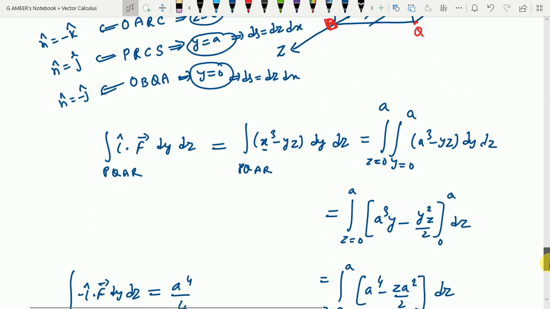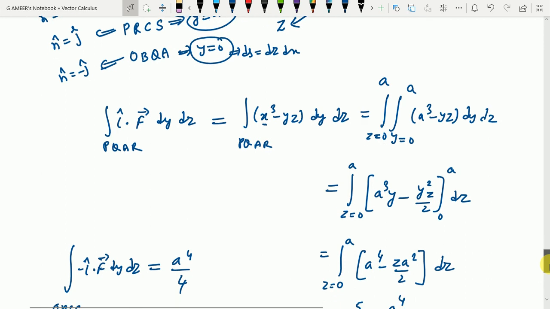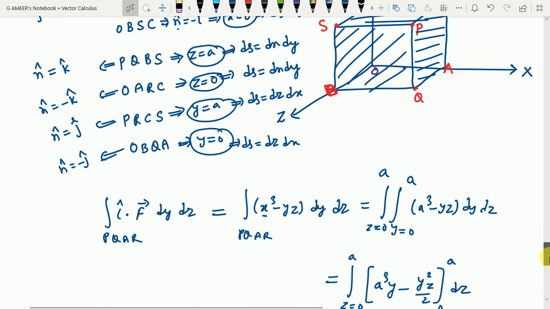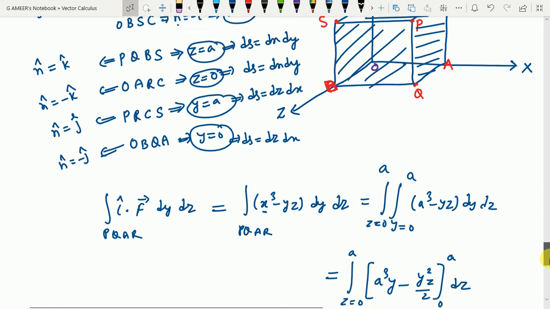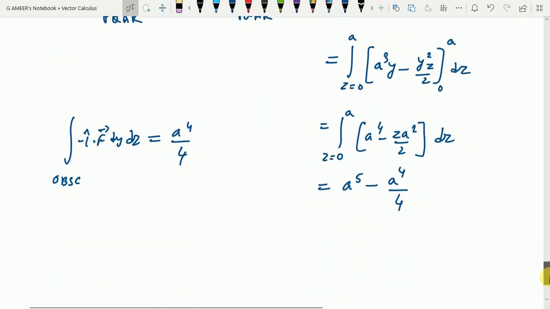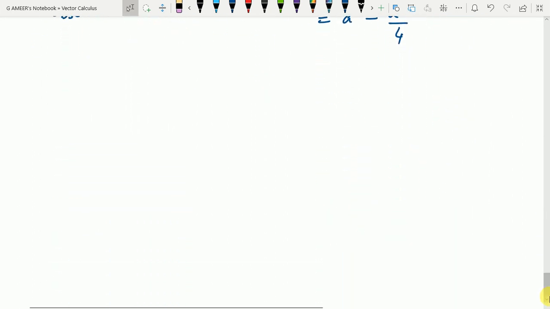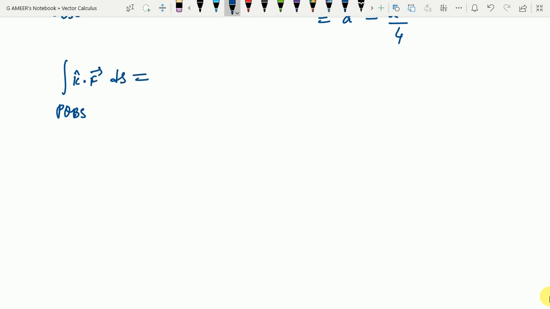Let us go for the j, then y. Your wish, it is not compulsory. Then go for PQBS. So the direction will be k cap. Then we'll perform the integration for PQBS. So PQBS, that is k cap dot f into ds. So k cap dot, only the k component will come, that is z.